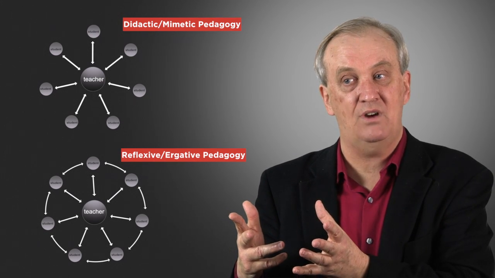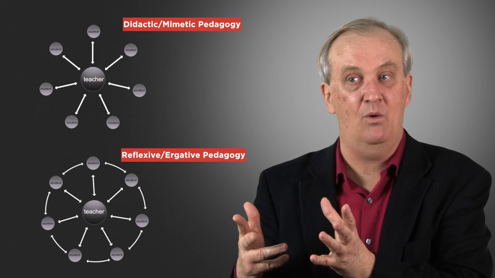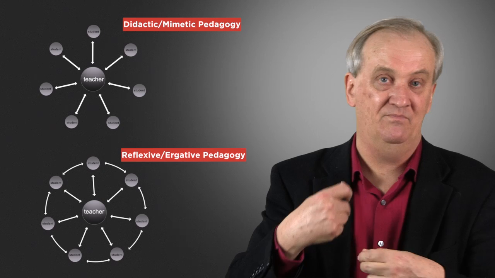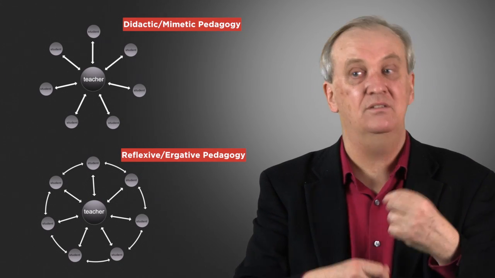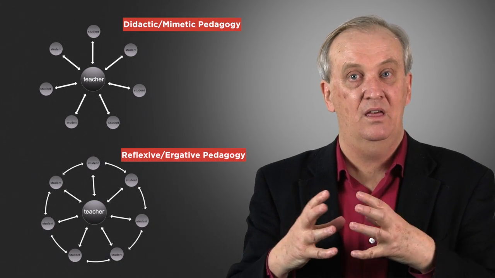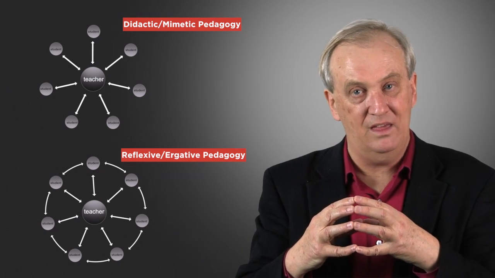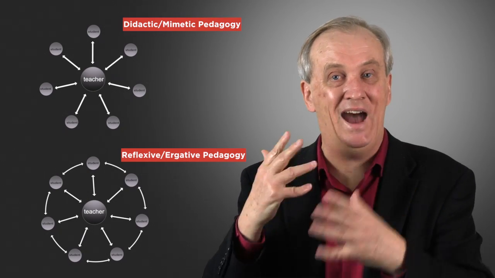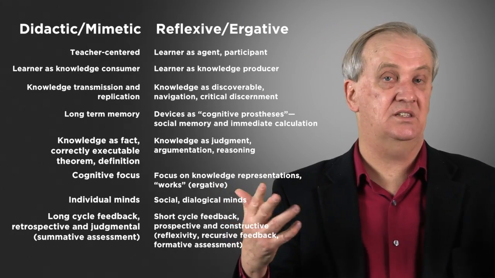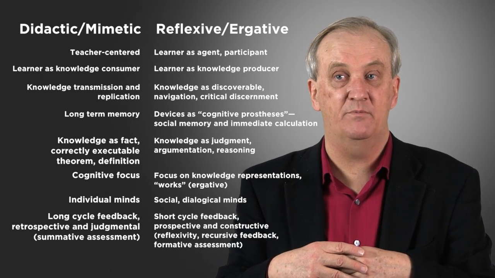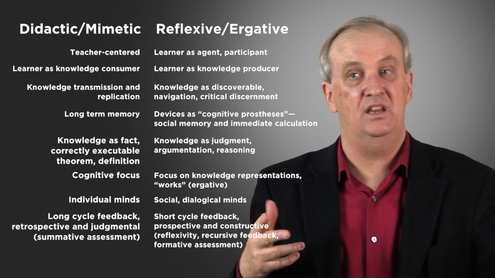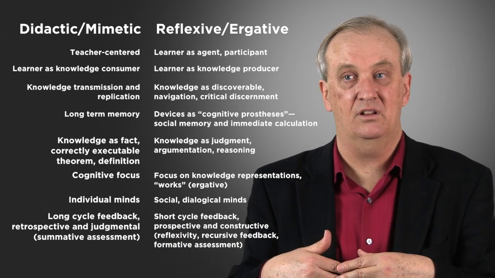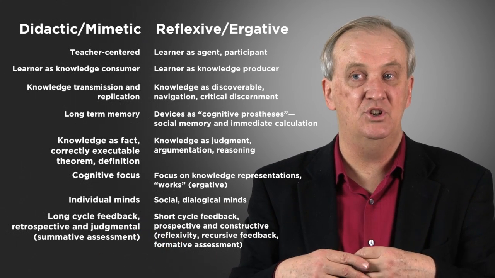So what we're trying to illustrate here with the work we're doing in Scholar is what we call reflexive or ergative pedagogy. By reflexive we mean lots of cycles of interaction, and by ergative we mean the focus really is not on thinking, and it's not on what you can show you've thought, it's on what you can do. It's the artifact you can make. So if you like, this is a set of contrasts now between these two types of pedagogies. The old pedagogy is teacher-centred, whereas the new one's learner-centred. The old one, the learner is the knowledge consumer. Now the learner becomes the knowledge producer.